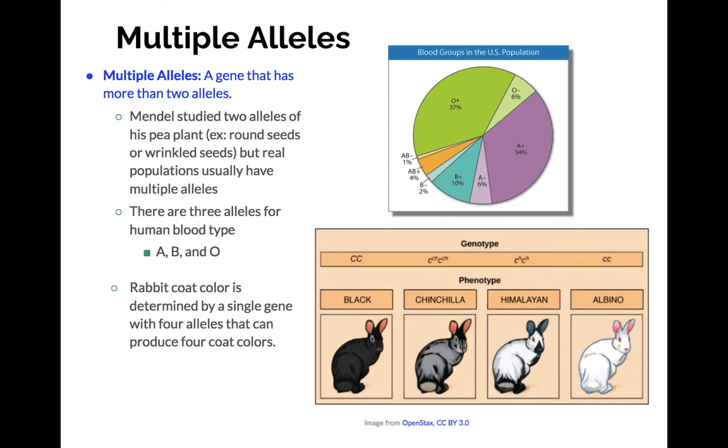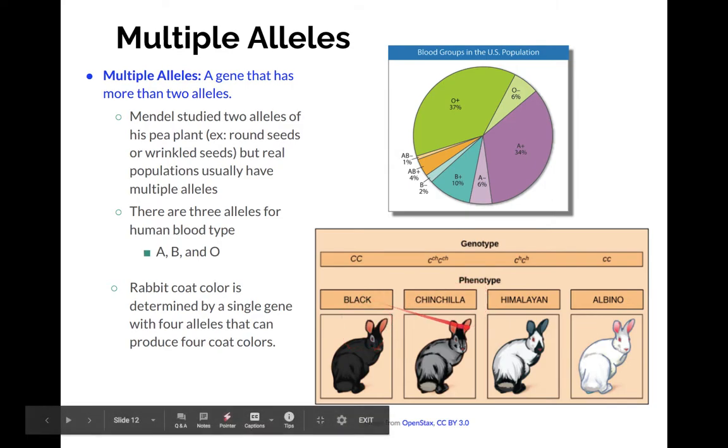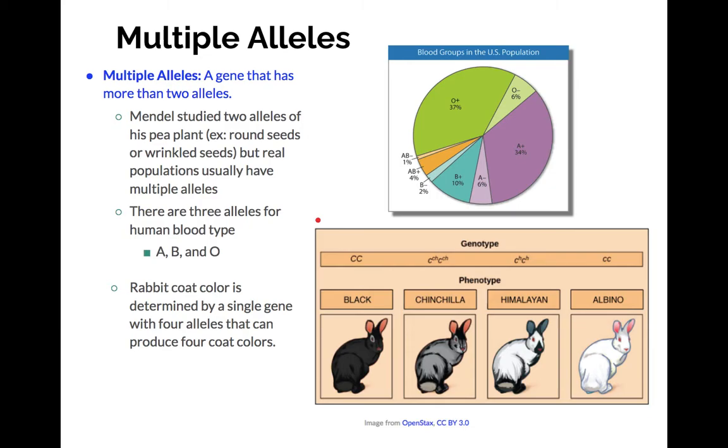Rabbit coat color is also determined by a single gene with 4 alleles that can produce 4 coat colors. So here are your examples here. Black, chinchilla, Himalayan, or albino. These are those 4 multiple alleles.